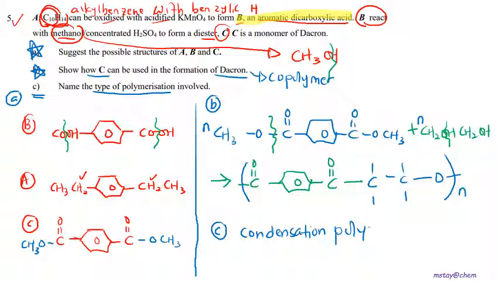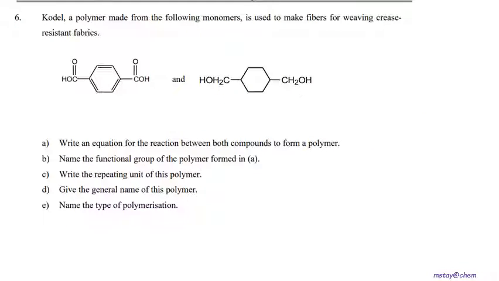I think I made a mistake up here. Since we are writing the equation, they will eliminate the CH3O and the H from the alcohol here, so we must have plus nCH3OH.